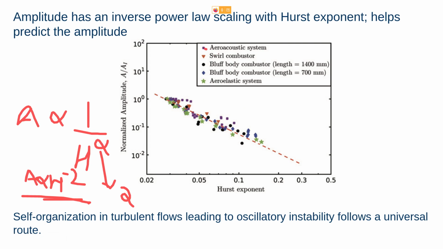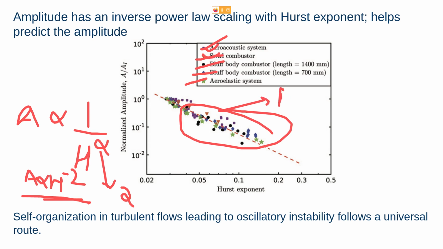So different subsystems which are completely different, from a system where you don't have any flame, to one where you have swirl in the flow, where you have no swirl in the flow, to an aeroelastic system where you have fluttering, your system is exhibiting this kind of power law scaling behavior, and this slope is nothing but amplitude being inversely proportional to the Hurst exponent squared. So this is the slope, which has a negative slope of minus 2 over here.